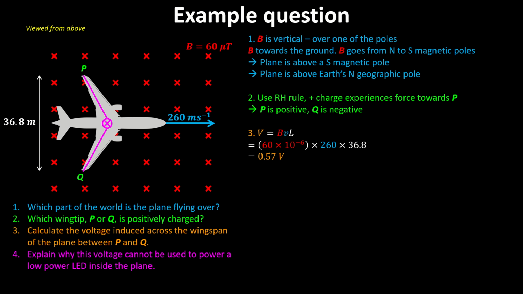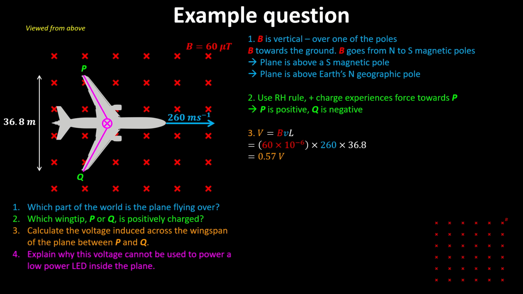All right, the fourth question. Explain why that voltage cannot be used to power a low power LED inside the plane. So, as I draw on there, you could just connect wires to either end of those wingtips and connect it to an LED or a light bulb or something inside the plane. Why would that not work? It isn't anything to do with how much voltage there is. It just fundamentally cannot be used inside the plane.